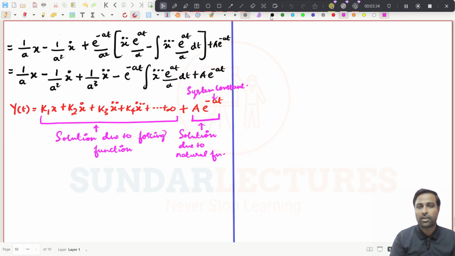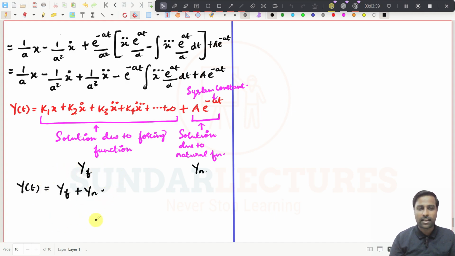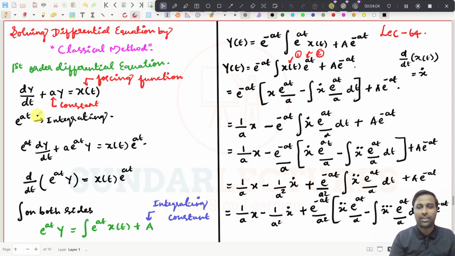So now we can write this expression. This one I will call y of f, y due to forcing function, and this one yn, solution due to natural function. Now y of t can be written as two parts: one is the solution due to forcing function, and one is the solution due to natural function. Try to understand, these two terms should satisfy the differential equation.